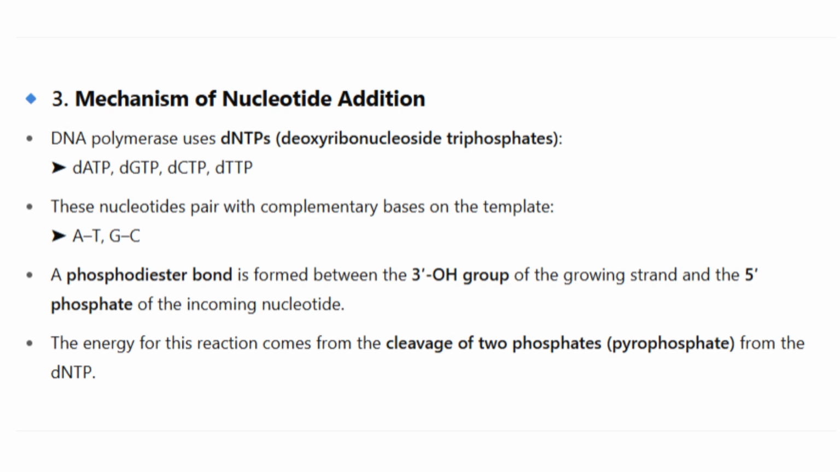A binds with T, G binds with C. A phosphodiester bond is formed between the 3'-OH group of the growing strand and the 5' phosphate of the incoming nucleotide. The energy for this reaction comes from the cleavage of two phosphates, pyrophosphate, from the dNTP.